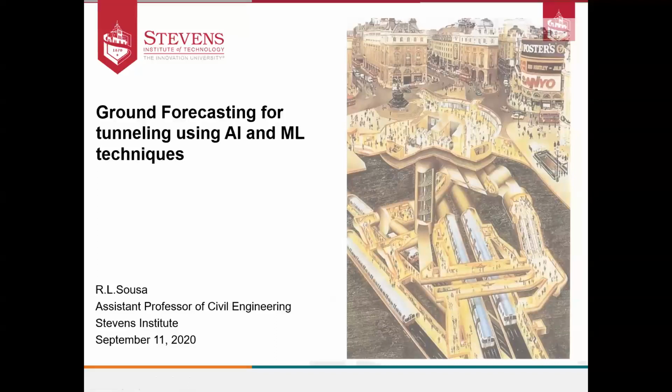In my research, I use several machine learning techniques to address problems in topics that range from subsurface characterization, land subsidence monitoring, and tunneling. And so today I'll be presenting some of my work on tunneling.